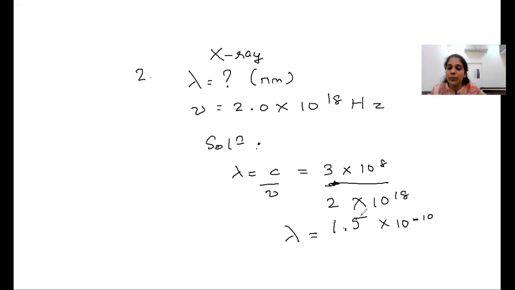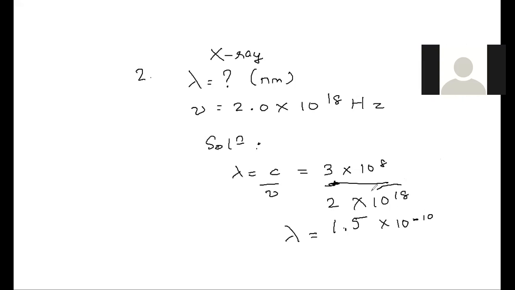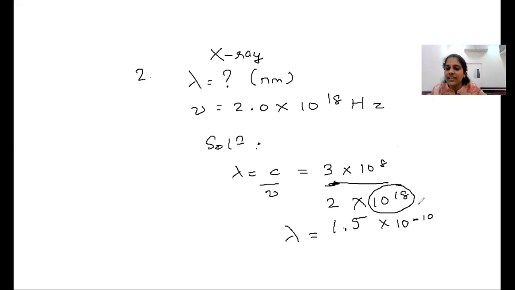So where did this 1.5 come from? 3 by 2. And where did this 10 raised to minus 10 come from? 10 raised to 8, if I take this in the numerator, it will become 10 raised to minus 18, right? So 8 minus 18 is minus 10. Now the answer should be in nanometer, students. What is nano's value? Nano stands for 10 raised to minus 9, right? Now this 10 raised to minus 10, I have to convert to minus 9.